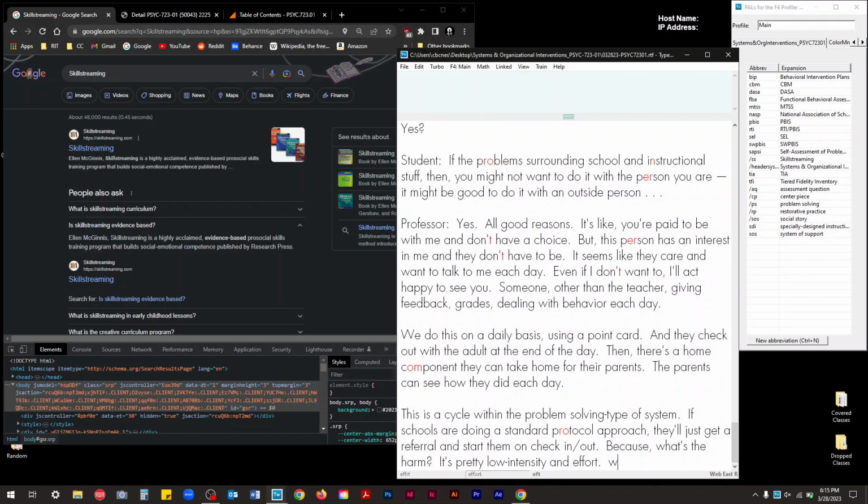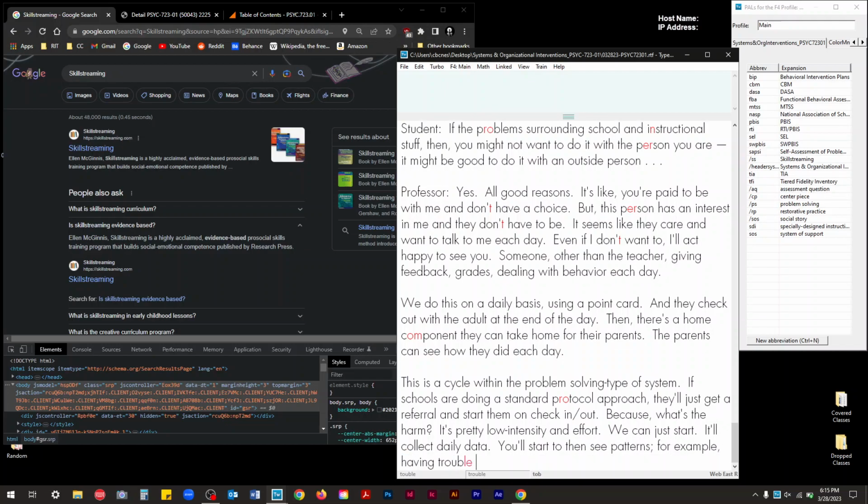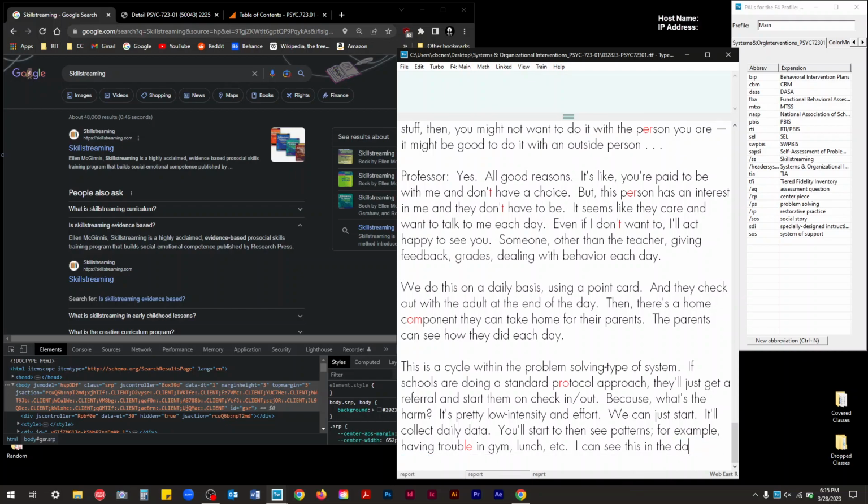When we have that daily data, you start to see patterns. You start to see they're having trouble in encore classes. They're having trouble in gym. They're having trouble in lunch. I can see from the daily report card that they do all right in their core classes, but they're having trouble in these more unstructured classes. Things like that.